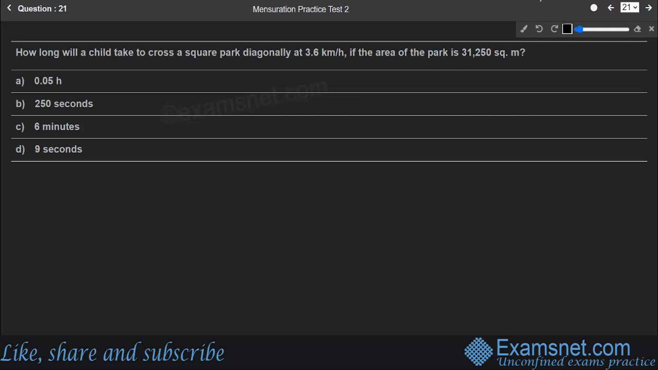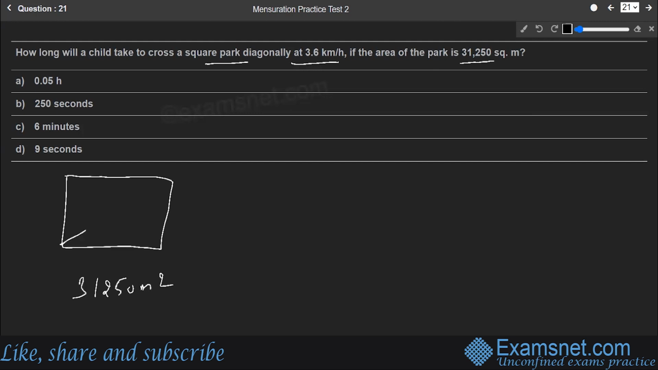Now, how long will a child take to cross a square park diagonally at 3.6 kilometer per hour if the area of the park is 31,250 square meters? So let's say this is that particular square park. The area is 31,250 meter square, and the child has to cross it diagonally. So clearly we need to know the diagonal length, then only we can find how much time it will take. Speed is given, the time we are supposed to calculate, and distance can be calculated from the mensuration part. Distance is nothing but the length of the diagonal, so we need to find the diagonal of this particular square.